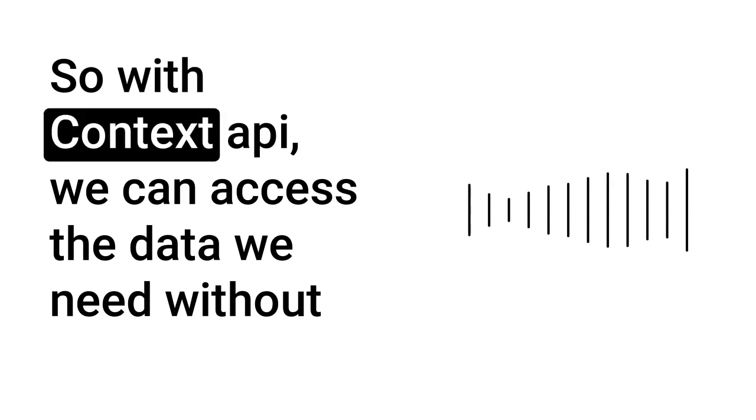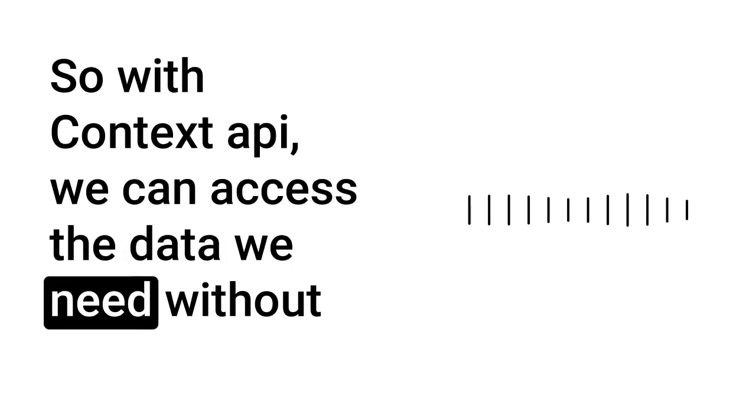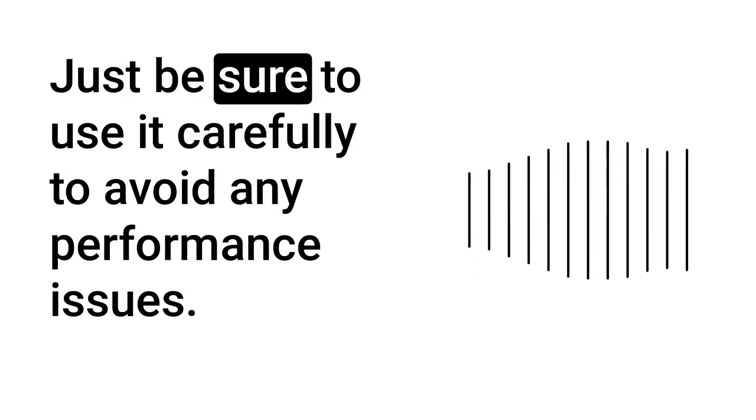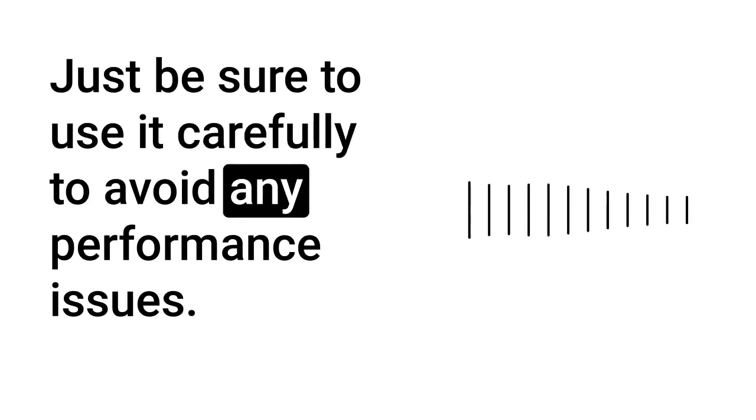So with Context API, we can access the data we need without having to pass props down through every component in the tree. Just be sure to use it carefully to avoid any performance issues.